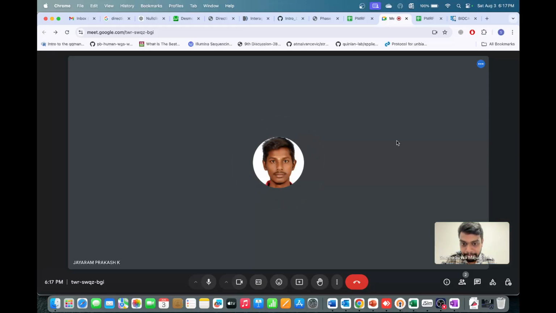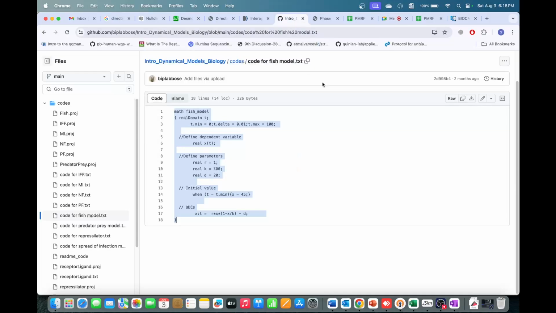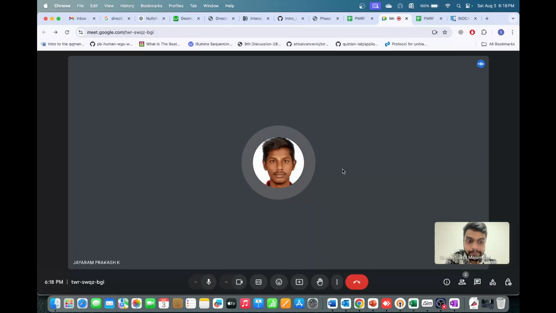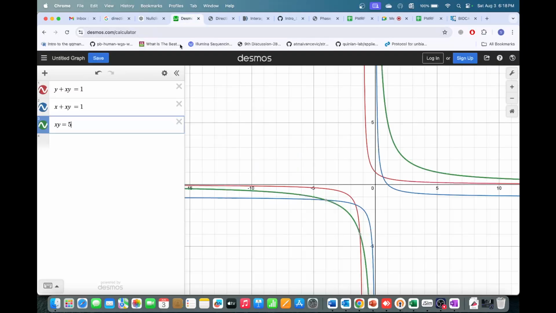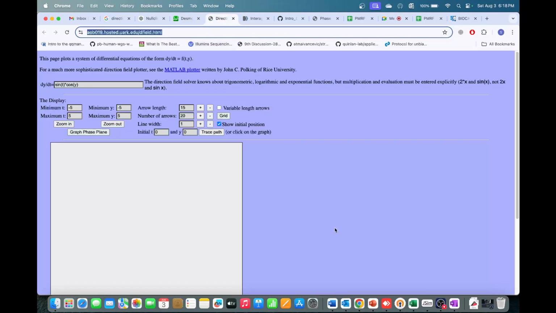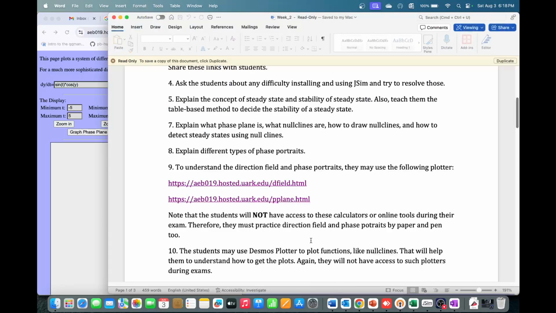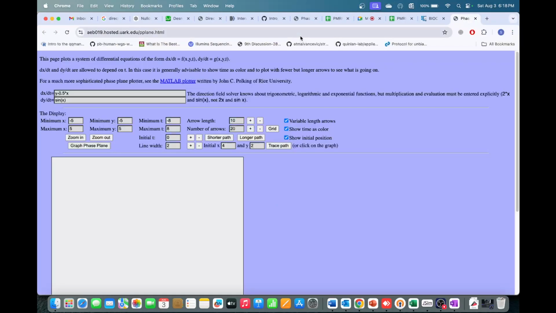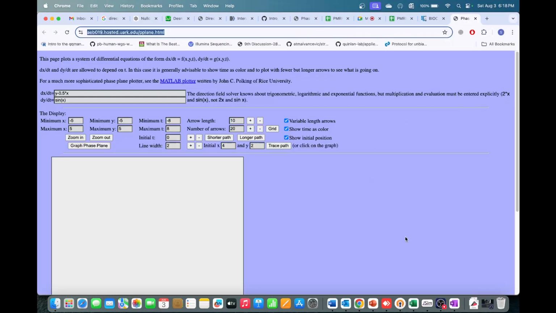Yes. Actually, I have some doubts. You have shared some things like the code, right? In the lectures we are also seeing phase diagrams. Is there any software to create those phase diagrams? Phase diagrams, it's not a software, it's basically, I'll show you.